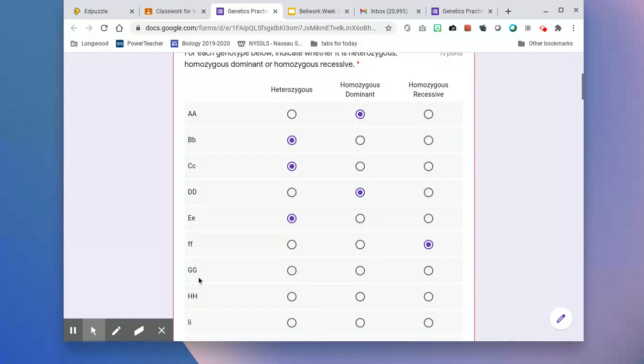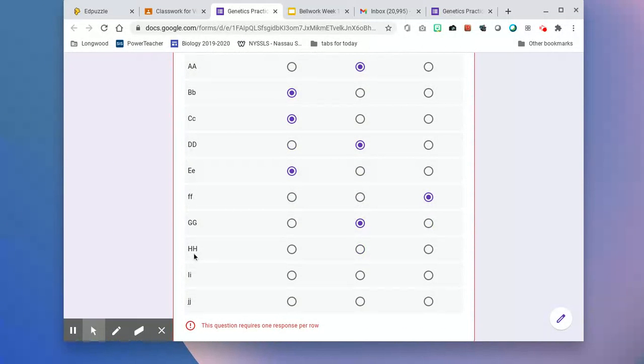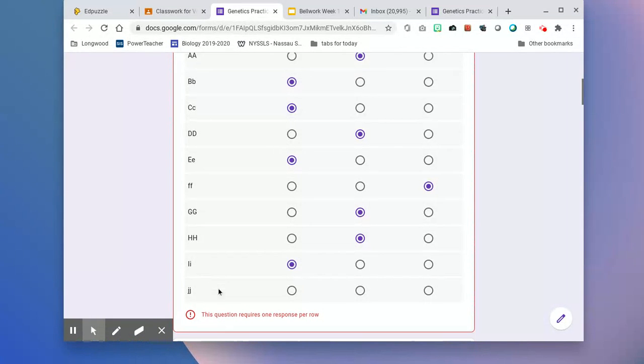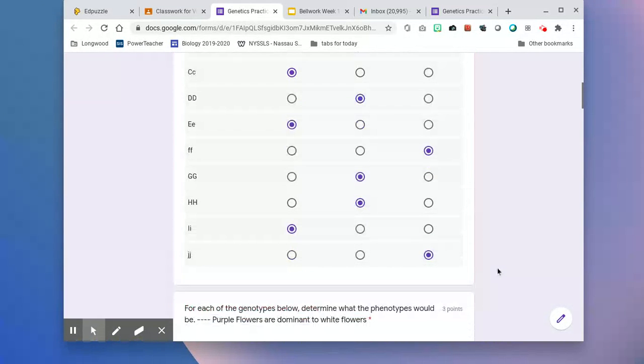Capital G, homozygous dominant. Capital H, homozygous dominant. Capital I, lowercase i, two different. Little j, homozygous recessive.